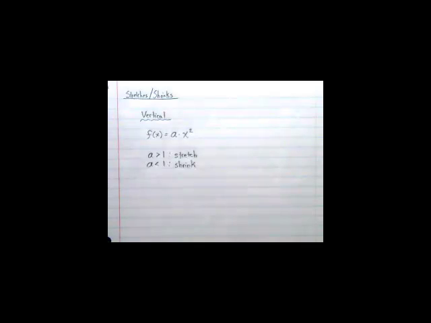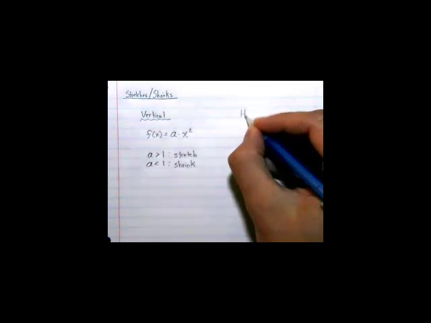Another silly question for you. What if a was exactly 1? Nothing. You multiply by 1, what happens? Nothing, right? Stays the same. All right, so that's your vertical stretch and shrink. We also have the horizontal.